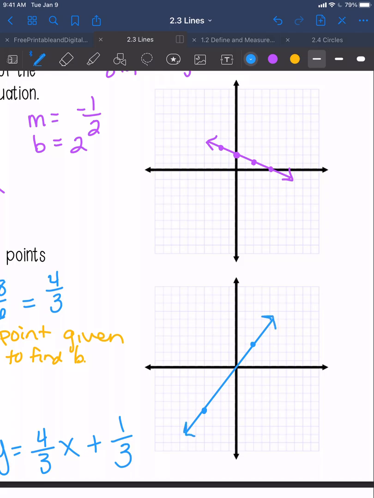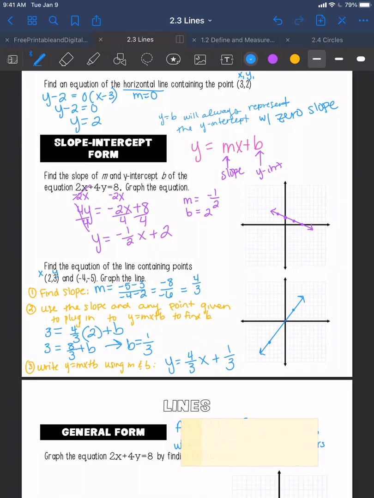And you can see it looks like it's hard to tell, but the y-intercept is probably 1/3. Let me check our slope. Up 4, 1, 2, 3, 4. Right, 1, 2, 3. Looks like it checks out.